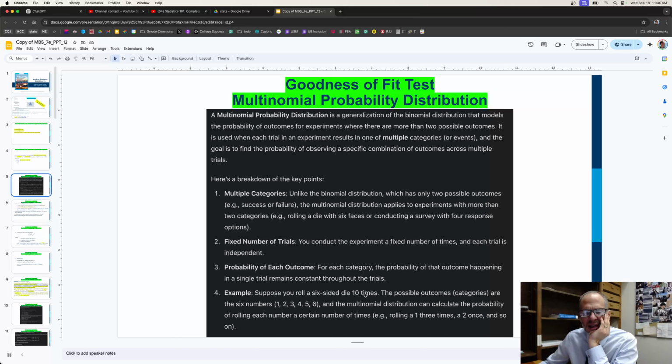Example, suppose you roll a six-sided die 10 times. The possible outcomes categories are the six numbers, 1, 2, 3, 4, 5, 6. And the multinomial distribution can calculate the probability of rolling each number a certain number of times. Rolling a 1 3 times, a 2 once, and so on.